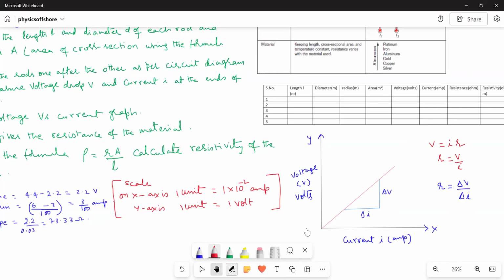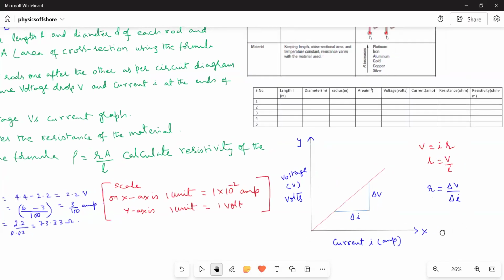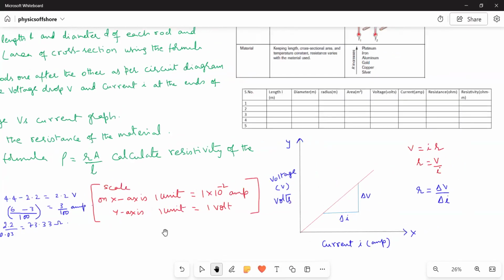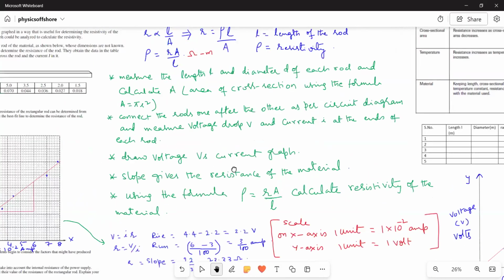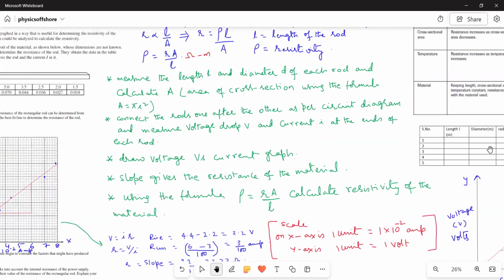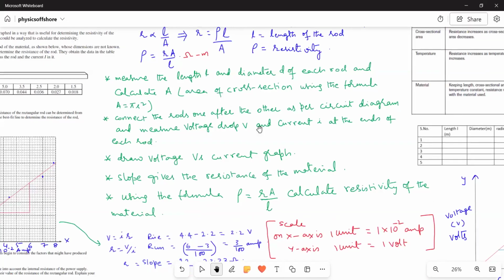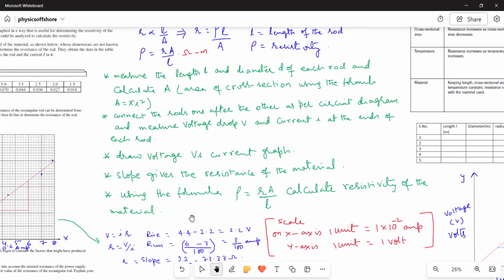Okay. And once you calculate the resistance, you know the formula of the resistivity. Just now I gave, resistivity is equal to RA by L. So you have all the values. You calculated the area of cross section of the rod, and then you measured the length of the rod, and then you calculated the resistance from the graph. And then the graph, you plotted the graph, measuring the voltage and current values from the experiment. So like this, you can calculate the resistivity of the material.